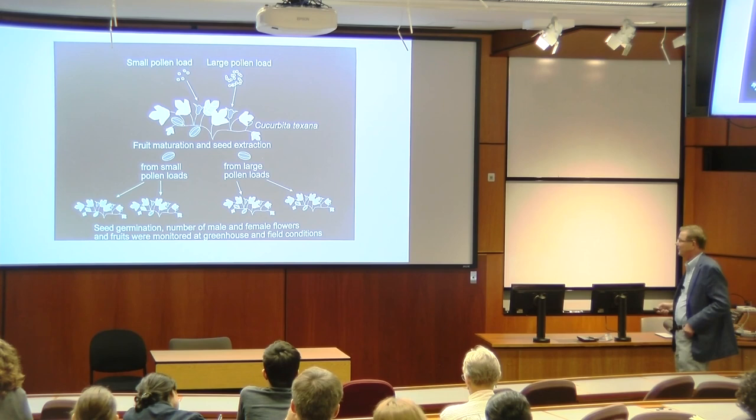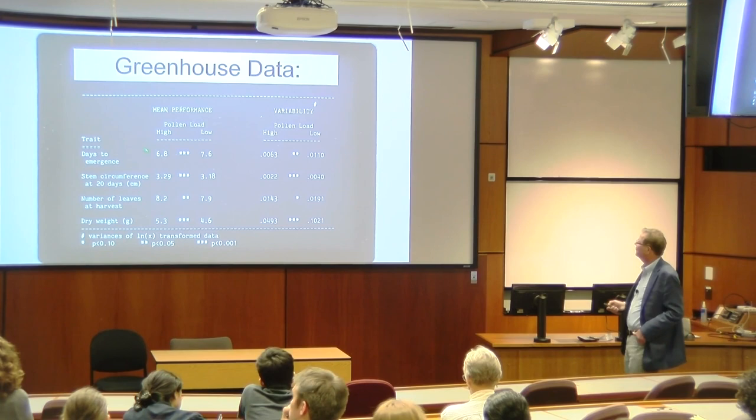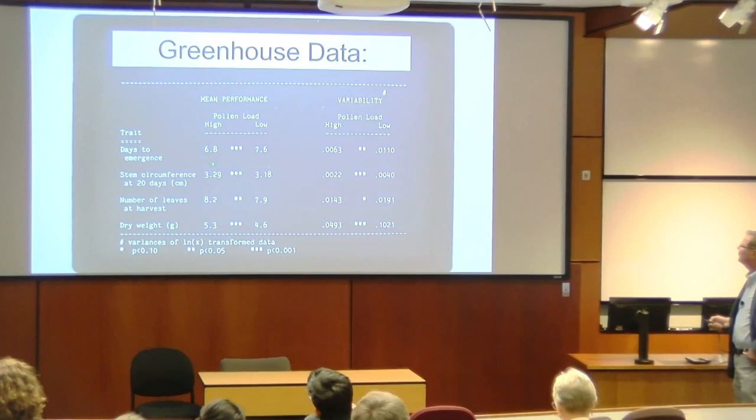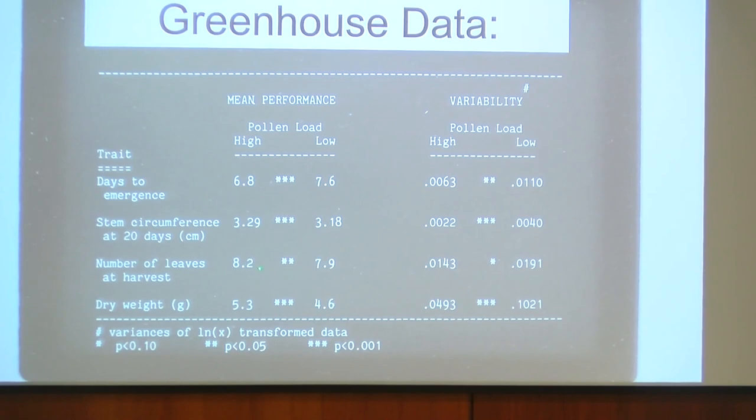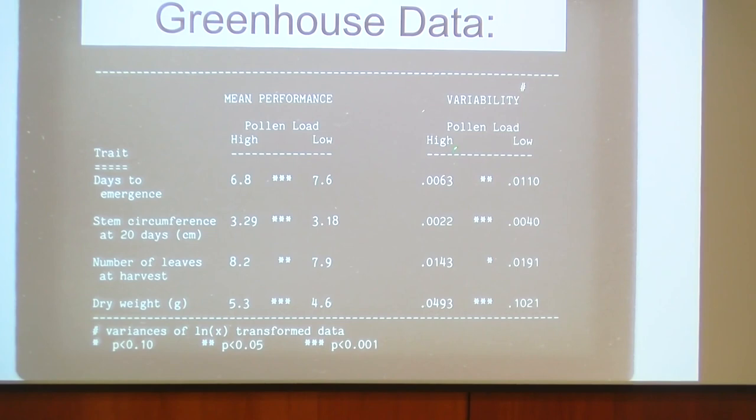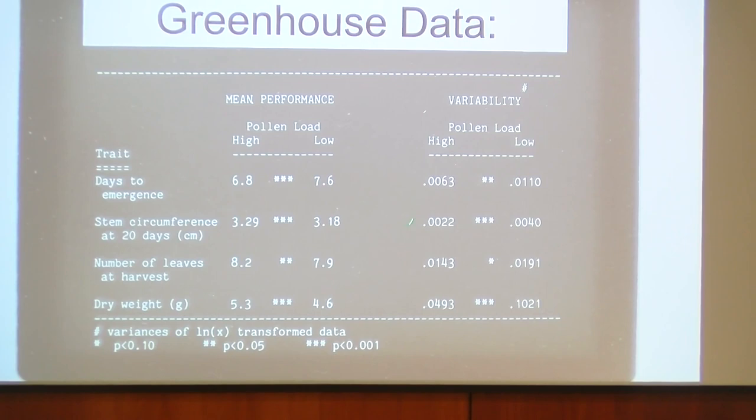Okay? So what we found in the greenhouse is that the seeds from the large pollen loads germinated faster, and they grew faster. But if you look at the variance, we also found that the progeny from the large pollen loads were also less variable in these traits than the progeny from the small pollen loads, consistent with both predictions.